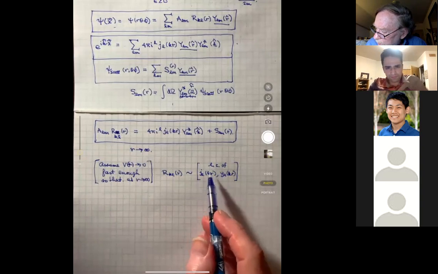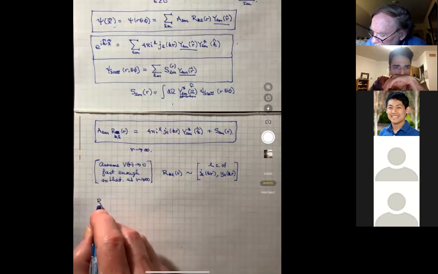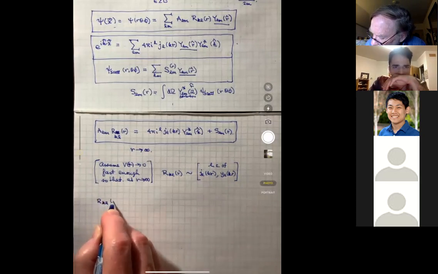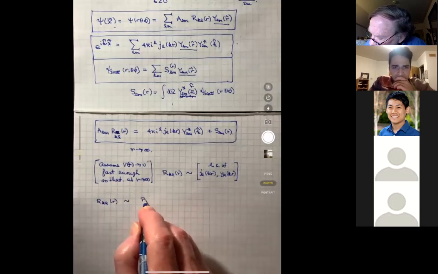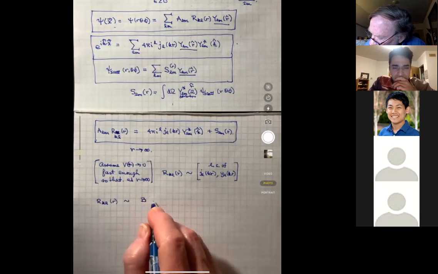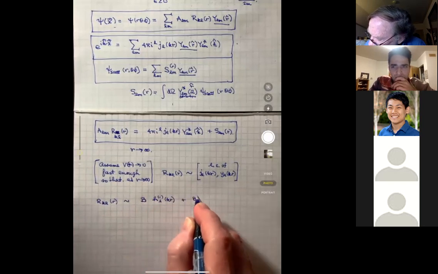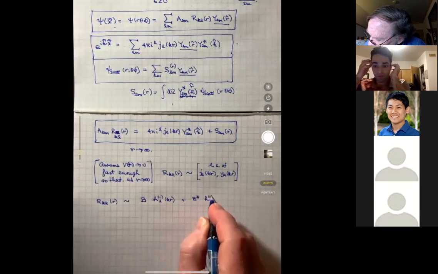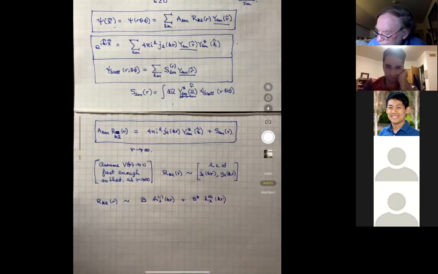Now, the J's and the Y's are not the most convenient form for looking at asymptotic forms. Rather, the spherical Hankel functions are. So let's express it this way. Let's write R_kL of r. We're going to assume it asymptotes to a linear combination of the spherical Hankel functions. So let's call the coefficient B here, and let's call it h1_L of kr for the first one, and let's call it B star for h2_L of kr. We'll assume that it asymptotes like that.